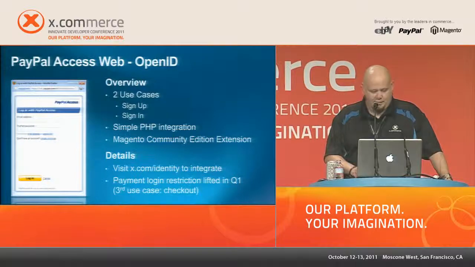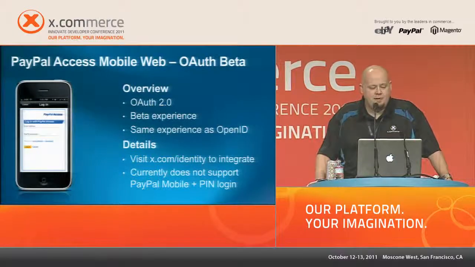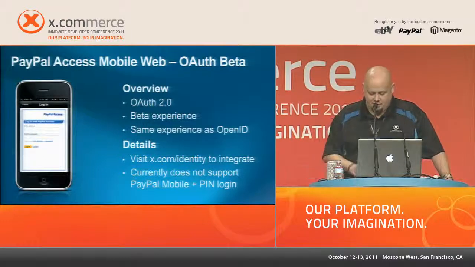We also are releasing a OAuth 2.0 beta implementation. It's really beta for the main reason that we haven't highly customized it for mobile, and in addition it only supports the PayPal email address and password. It doesn't yet support the mobile phone number and PIN yet, but we think it could be good for some use cases. We're really more than anything looking for feedback and how to make it into a better product. Again, you can go to x.com/identity to find out more.